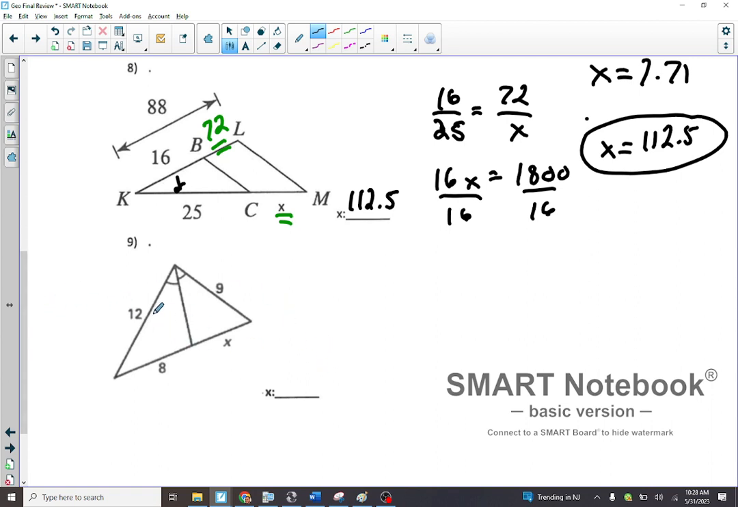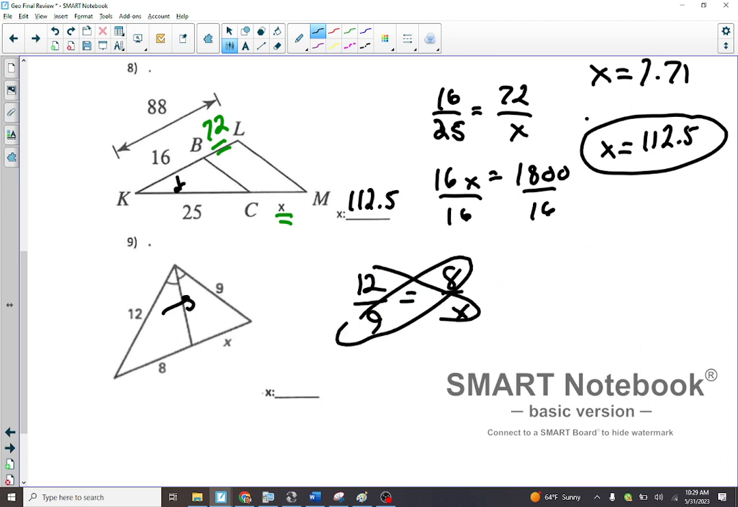This one, it doesn't matter how you do it. You could do 12 and 9 and 8 and x. Or you could do 12 and 8, 9 and x. So it doesn't matter which way you do it. I'll do 12 and 9. So 12 to 9 equals 8 to x. The angles are equal, so that forces them to be similar. Proportional. So then over here, we're going to cross multiply. 12x equals 72. Divided by 12 on both sides. X equals 6.